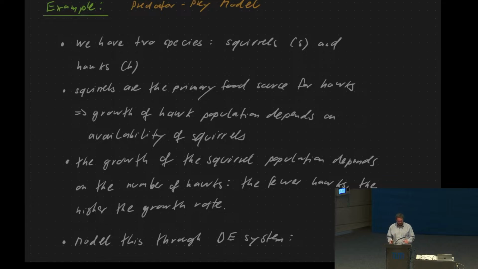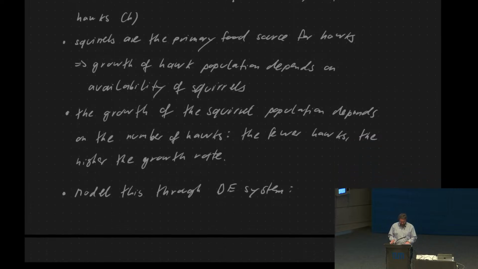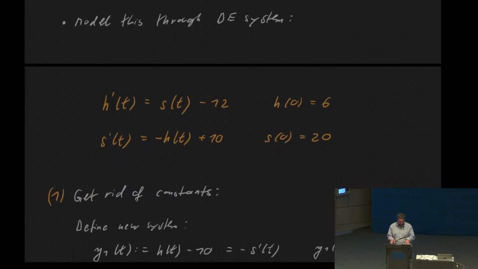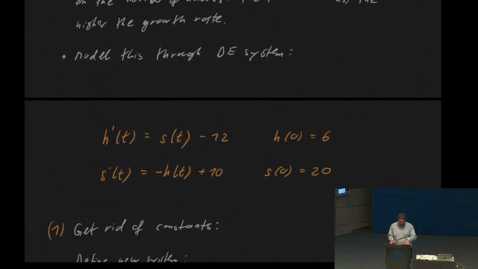And for simplicity, let's assume squirrels are the primary food source for our hawks, right? They don't eat anything else. So that also means the growth of the hawk population, of course, depends on the availability of food, which means of squirrels. And also the growth of the squirrel population depends on the number of hawks, right? The more hawks, the less growth for the squirrel population. So let's turn this into an example differential equation system.